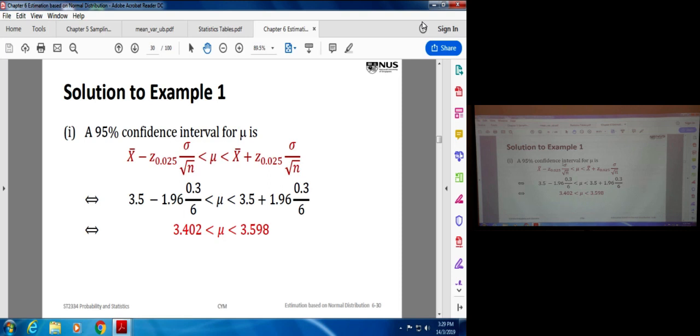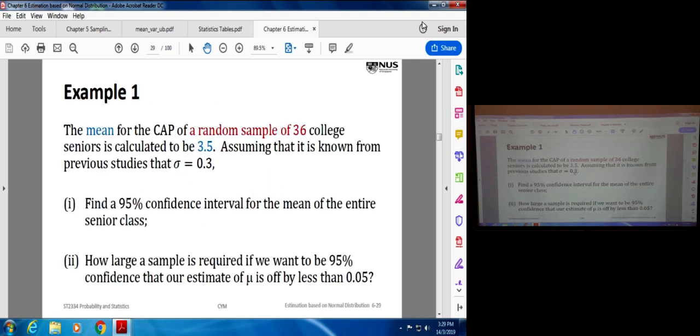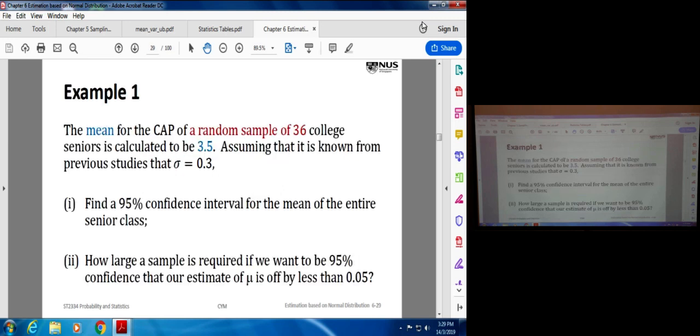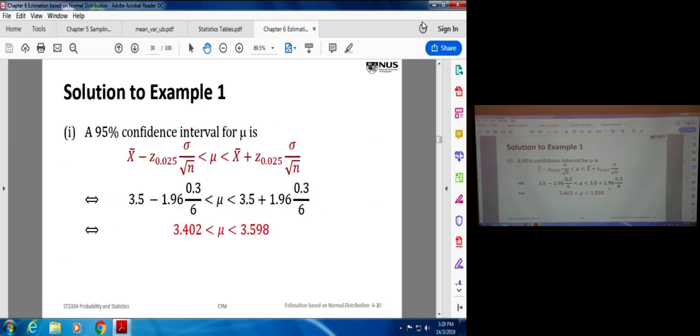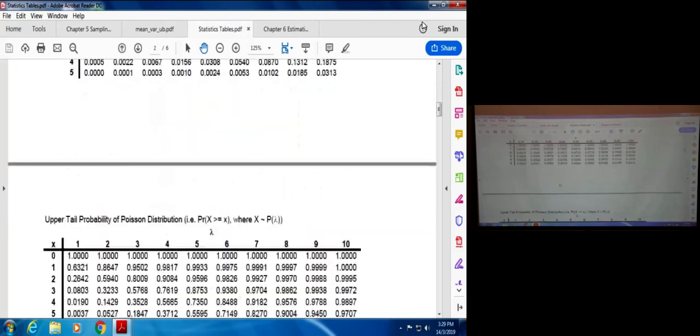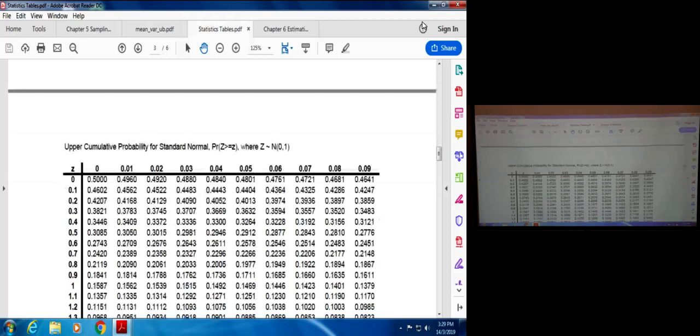So a 95% confidence interval for the mean mu is basically the mean of the sample minus z of alpha over 2, which is z 0.025 for 95%, and x bar plus z alpha over 2 times sigma over root n. We know sigma, that's 0.3. I know alpha over 2 is 0.025, that's given from here, and I know the mean is 3.5. So I know all the numbers, and the only thing is to find z of 0.025. Well, that's 1.96, and if you're wondering where you can get that, this is the binomial distribution, this is the Poisson distribution, and we have the normal distribution.